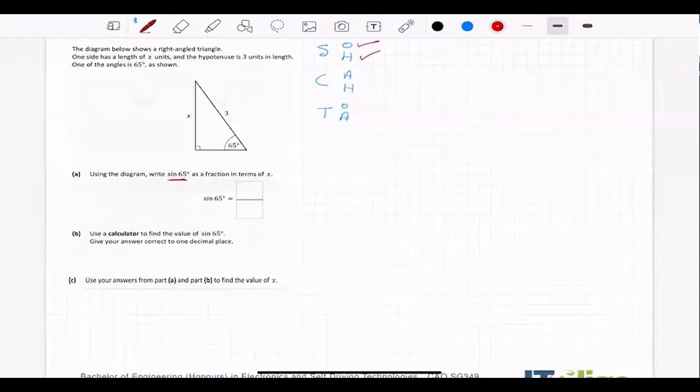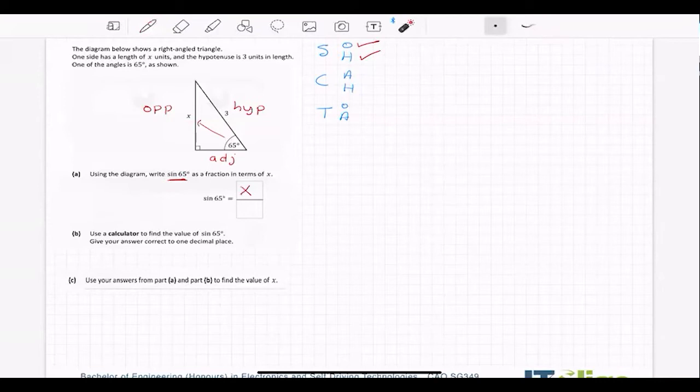So what you do is you label your sides as such. Okay, and then I go, well, what's my opposite? Opposite is x, and my hypotenuse is 3. And that's the full answer.